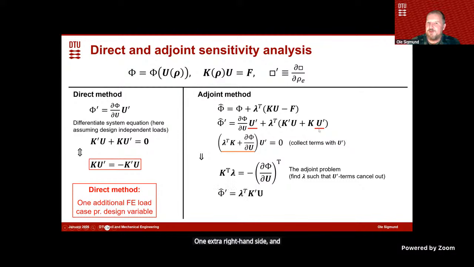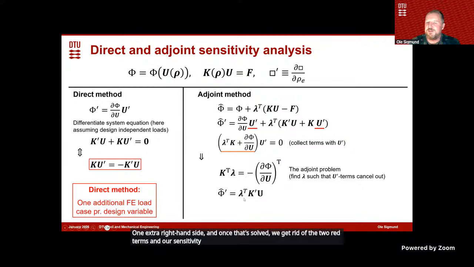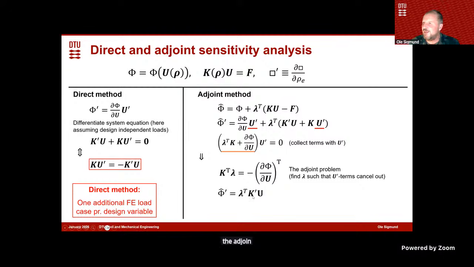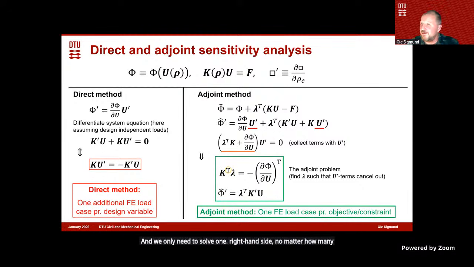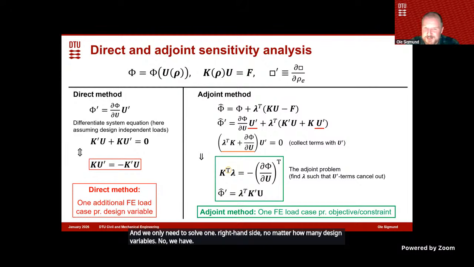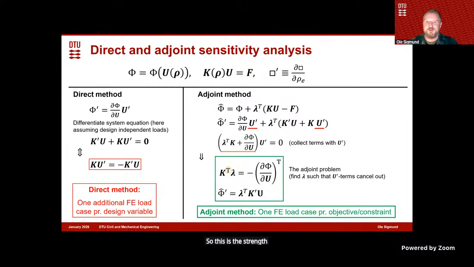And once that's solved, we get rid of the two red terms, and our sensitivity is simply the adjoint vector times the k prime times u. And we only need to solve one right-hand side, no matter how many design variables we have. So this is the strength of the adjoint method. It's extremely efficient, just at most one extra analysis, and we get all the sensitivities. And that's the key to the success of the method.